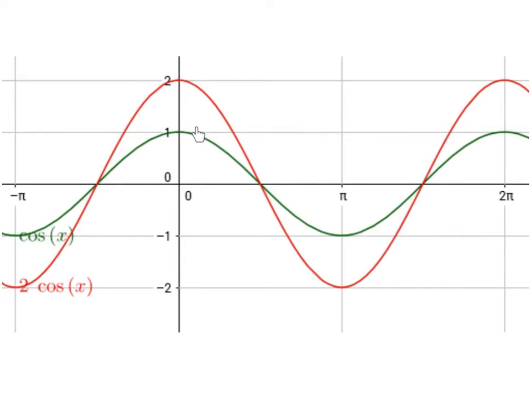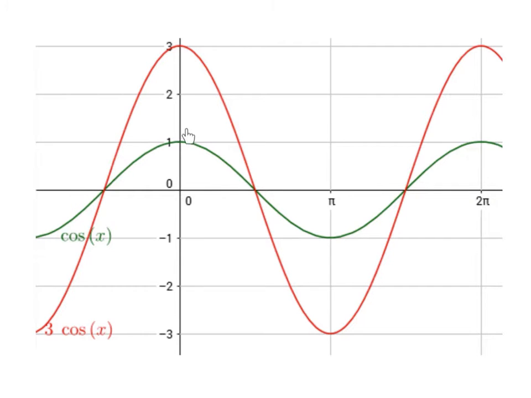So the green line is the curve of y equals cos of x, and the red line is the curve of y equals 2 cos of x. So it has been stretched up as far as 2 on the y-axis and down as far as minus 2 on the y-axis. So note that it still intersects the x-axis at the same points.